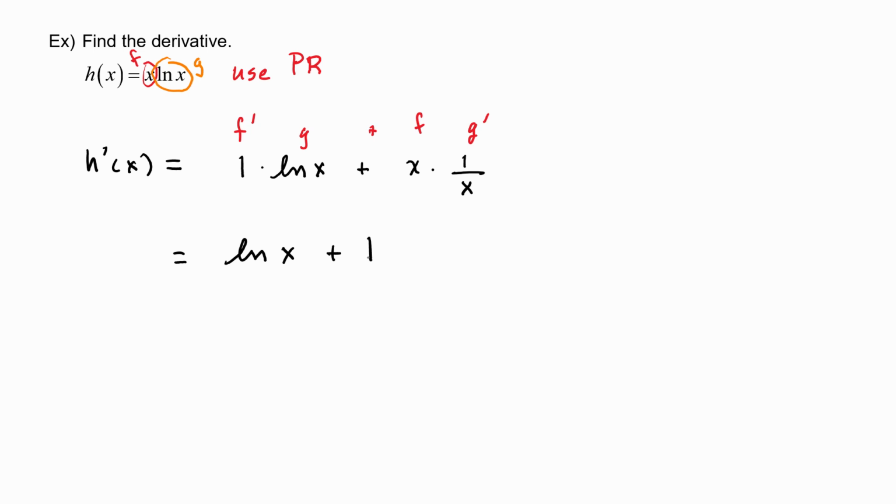However, sometimes students will make the mistake of thinking that this plus 1 is part of the argument of the natural log function. So my recommendation to you is that you rewrite this as 1 plus natural log of x. And rewriting it in this form just makes sure that you don't accidentally include the plus 1 as part of the argument of the logarithm.